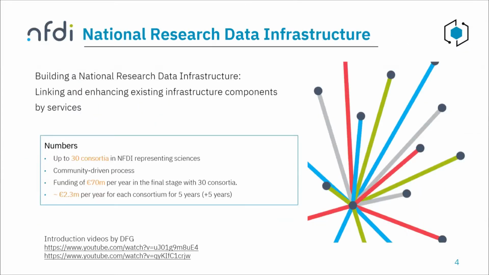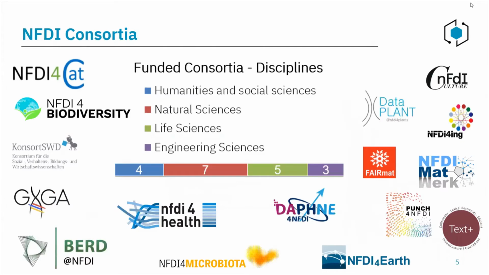So the NFDI was funded in 2018, and it's basically part of the federal government and state strategy to improve research data management and the research data infrastructure in Germany. And the way it works is there are separate consortia for each scientific subdiscipline representing the different sciences. So we are the consortium for chemistry, NFDI4Chem, and there are a whole host of different other consortia, as you can see on this slide.